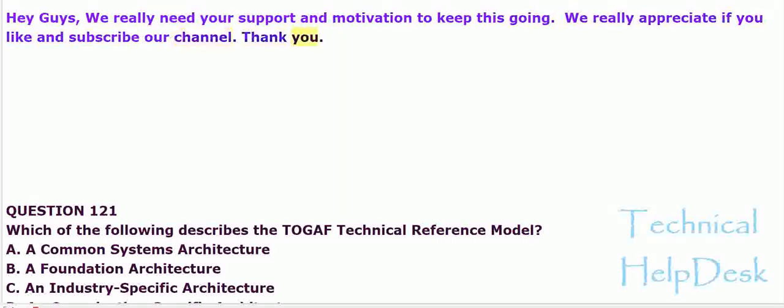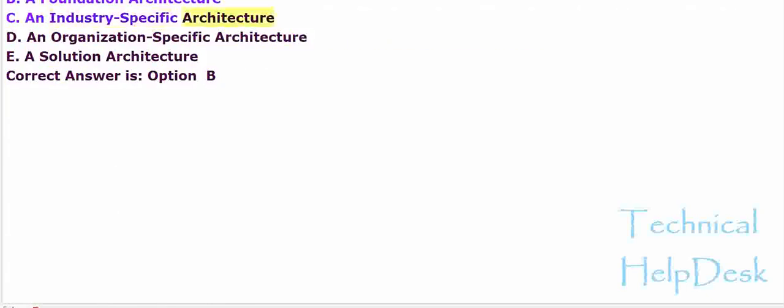Thank you. Question 121. Which of the following describes the TOGAF technical reference model? A. A common systems architecture. B. A foundation architecture. C. An industry-specific architecture. D. An organization-specific architecture. E. A solution architecture. Correct answer is option B.